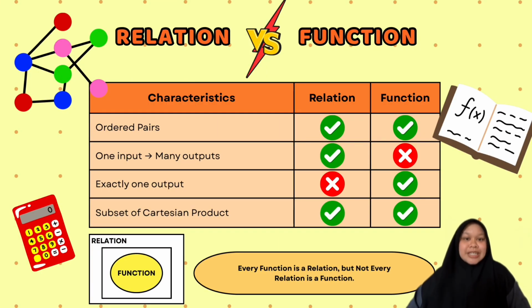Now let's compare relations and functions. Both are subsets of the Cartesian product and both are represented using ordered pairs. However, in a relation, one input may be associated with more than one output. In contrast, a function requires every input to have exactly one output. Therefore, every function is considered a relation, but not every relation can be classified as a function. This is the key difference between the two concepts, relation and function.